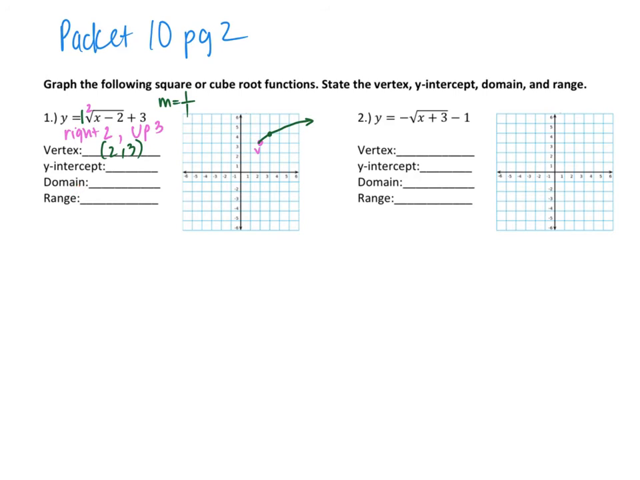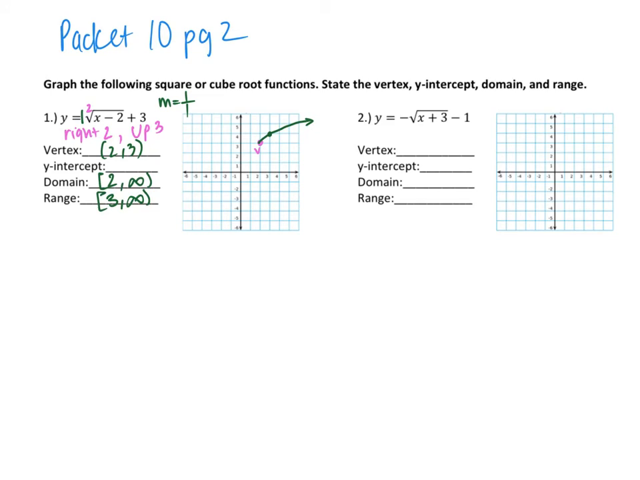So domain talks about the x values that's the furthest to the left. So the furthest x value to the left is 2. So it goes from 2 to positive infinity, parentheses, bracket on the 2. And then the lowest y value here, it looks like it's at positive 3. And then this is pointing upwards, so it's going to positive infinity.